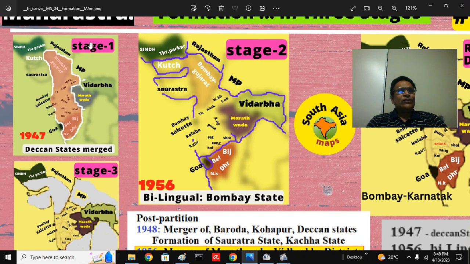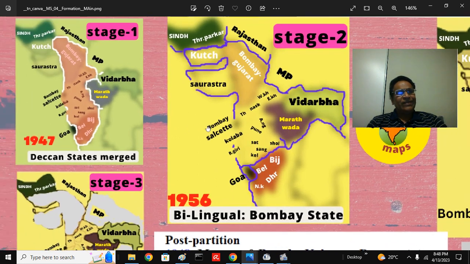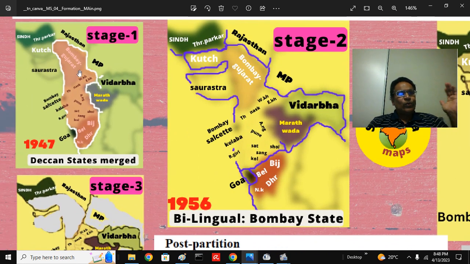So in stage one, after partition and independence, there were various states called Deccan states, Kolhapur, Janjira, Jawhar, Bor, and all those areas. They were merged together and merged with, we can say, the Bombay state. So that is the merger of Deccan states that happened after independence and partition.